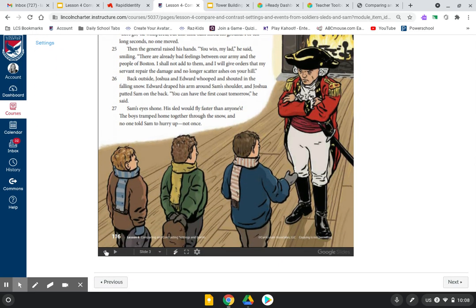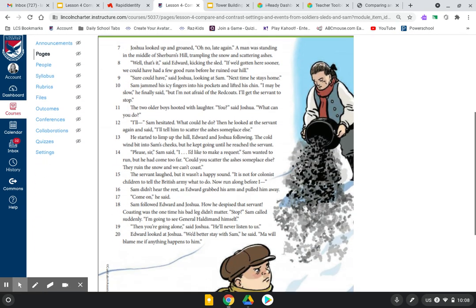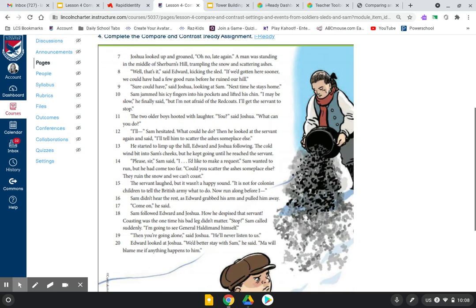Now I want you to think about the setting and the events of this story. There are really two settings of this event, and you can look at it on the second page when they discuss how they're going up to the hill. This is when they are approaching the servant. They're ready to go sledding on this hill, or they call it coasting.